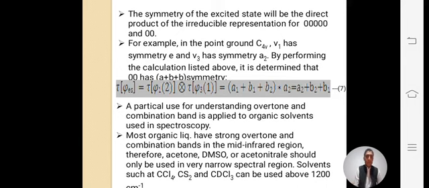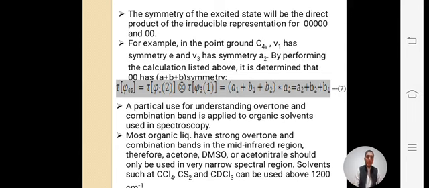Here in equation number 7, in the point group C4v, V1 has symmetry E and V3 has symmetry A2, but performing the calculation listed above, it is determined that V1 plus V3 has A plus B symmetry. We can see this here in equation number 7.